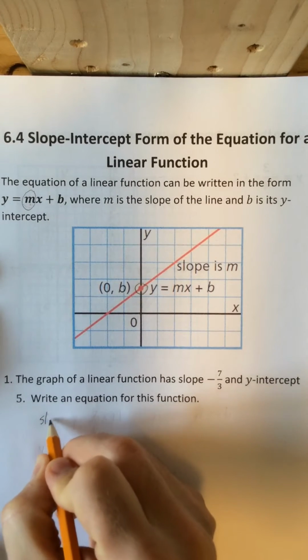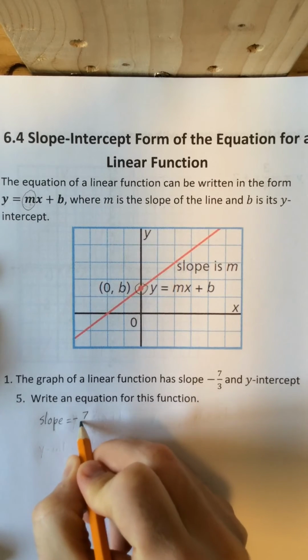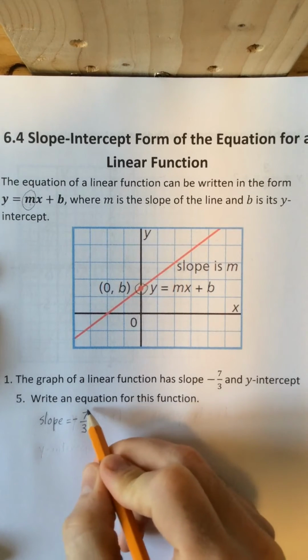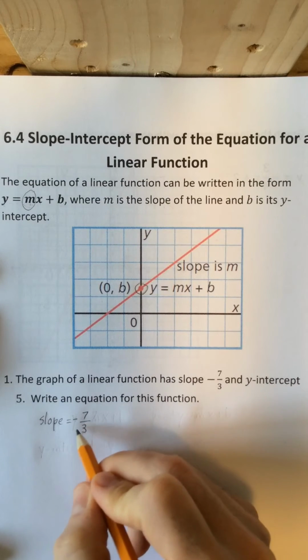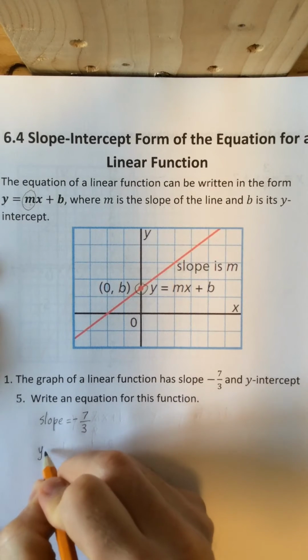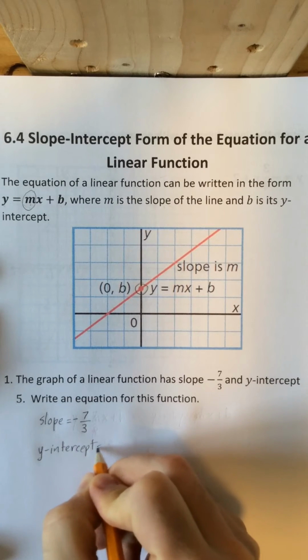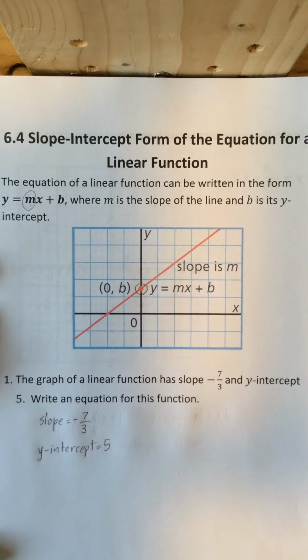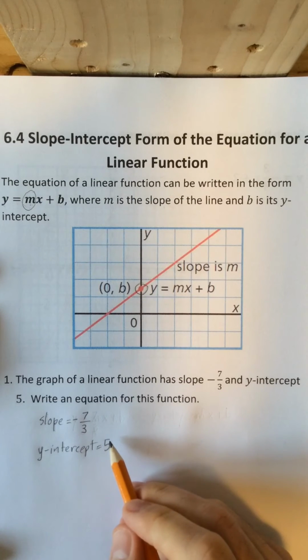So the information we're given is this. We're given the slope is negative 7/3, where the negative 7 represents the rise and the 3 represents the run. This is the steepness of the graph. We're also given that the y-intercept is equal to 5. So in this equation, this is where the function will cross the y-axis, is at 5.